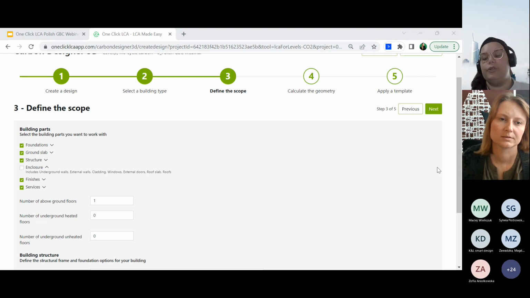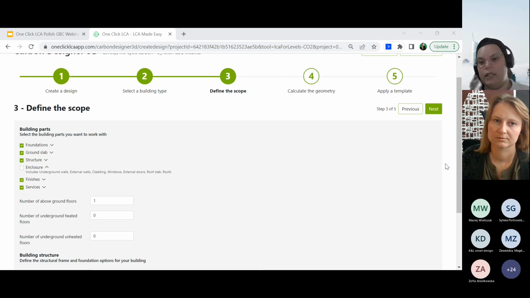Yes, so the threshold values come from the typical reference building. So it would be typical according to that type of building. I'm not sure about the year or country specifically, but I can definitely look into it and get back to you with this information in more detail.